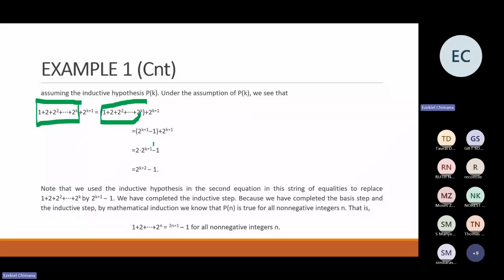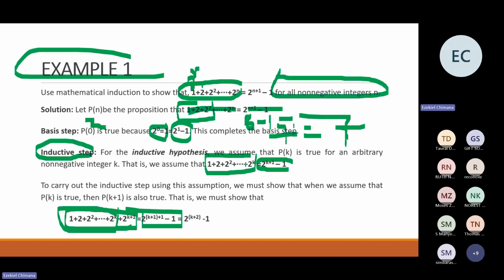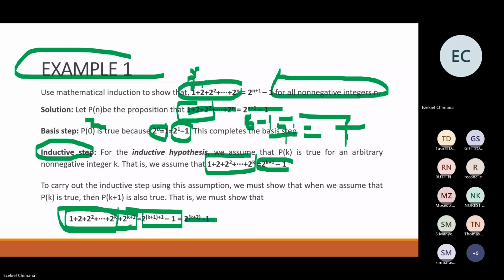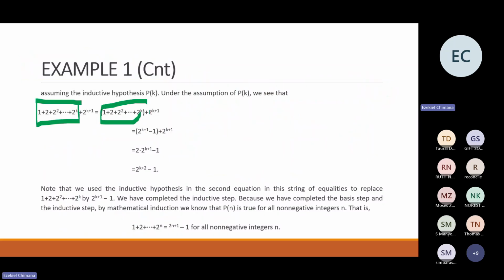We are going to replace it with what? With 2 to the power k plus 1 minus 1, which is the inductive hypothesis. Then after using that inductive hypothesis, we need to simplify so that we end up having something like this. So how do you do that? I think it's now applying the laws of indices. I'm sure you know the laws of indices from your O level. Indices are just powers. So those laws you need to know them.